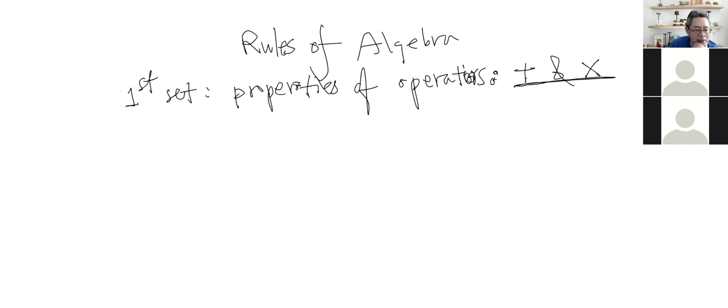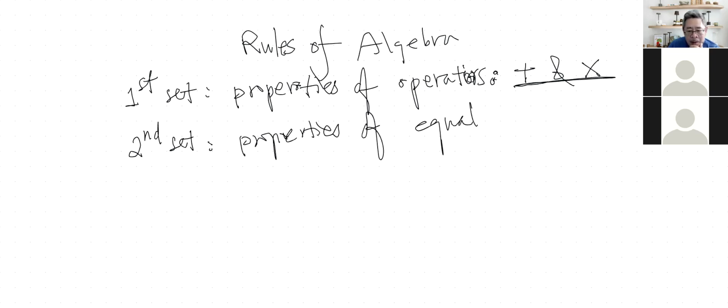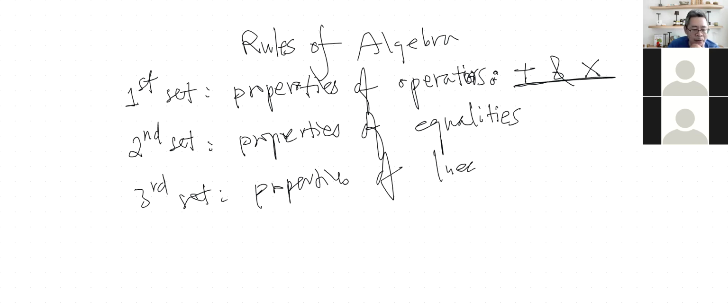So then the second set is the properties of equality. And the third set is properties of inequality. So that's it. No matter what you do, the rules are basically the same, and it's important to know the rules. Once you're familiar with the rules, then algebra problems will be pretty easy for you. Okay, so let's look at the first set.